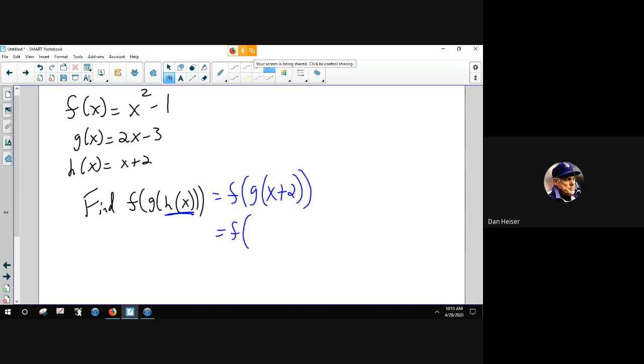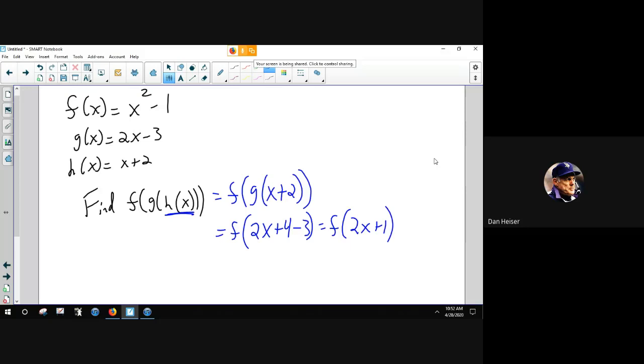Whatever is inside the parentheses goes here. It gets multiplied by 2. And then we subtract 3. And that's going to be 2x plus 1. G of x plus 2. Double it. Double what was inside the parentheses. And then subtract 3 from that answer. So now we have f of 2x plus 1.